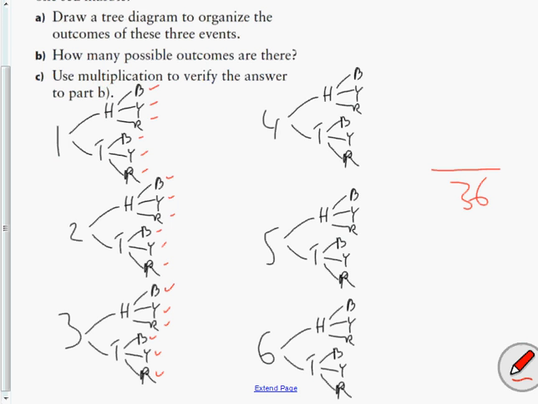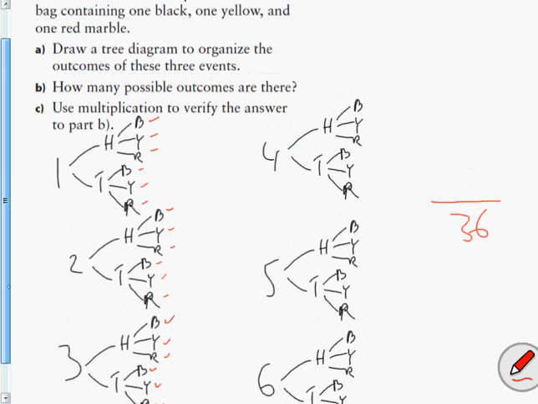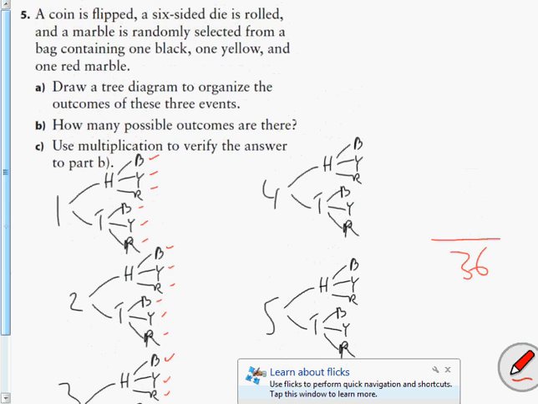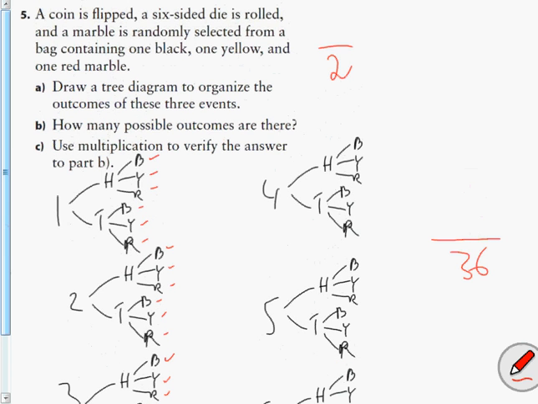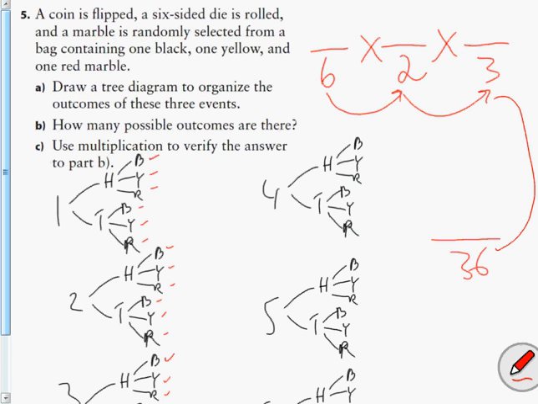And it says use the multiplication method to verify this answer. So if we take our three events again, event 1 would be the coin flipping, which is 2 outcomes. Actually, I did my dice first, so I'll use that as my first event. So the dice would be 6 outcomes. Heads, tails would be 2 possible outcomes, and the black, yellow, and red marbles are 3. So 6 times 2 is 12, and 12 times 3 is 36. We get the same number of possible outcomes using a tree diagram as we do using the multiplication method.